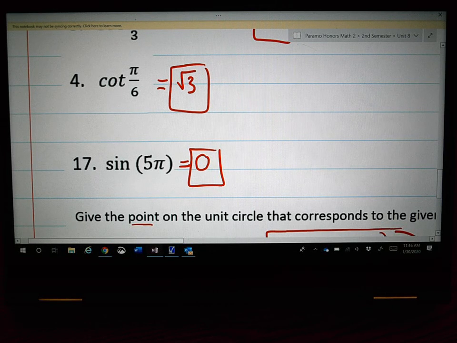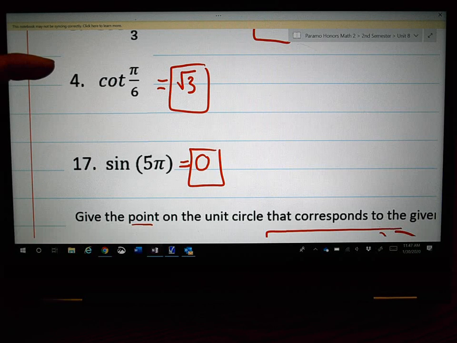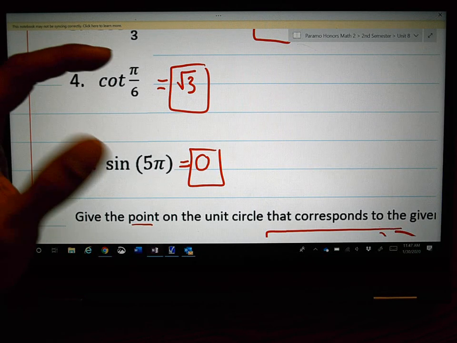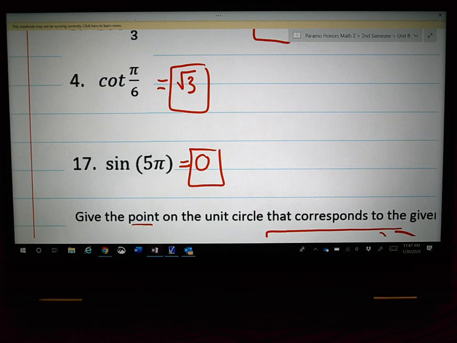Show of hands. How many of you got both number 4 and number 17 correct? You got root 3 and you got 0. Raise your hand, please. Okay. How many got only 1 correct? Raise your hand. How many of you got both of them wrong? Raise your hand. Okay. Now that I've seen how many that is, let's just go through how I did it.